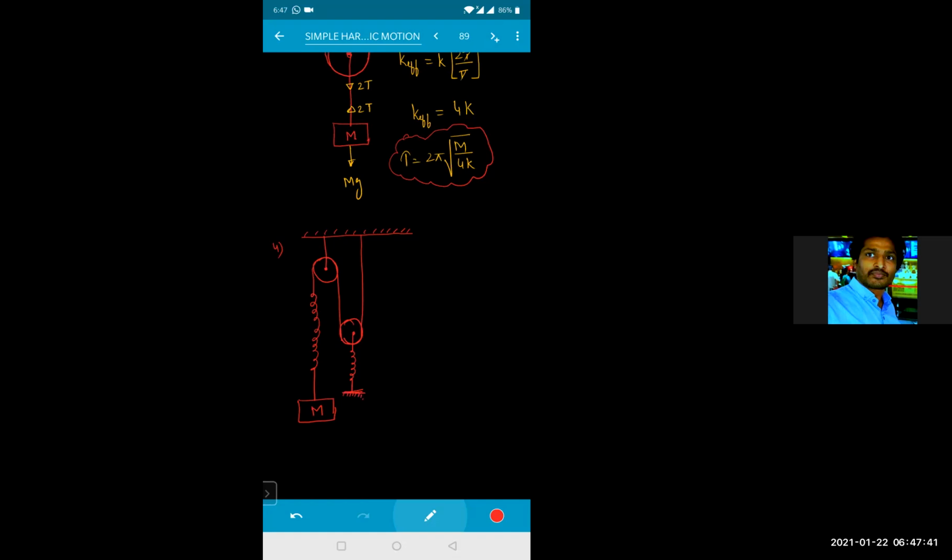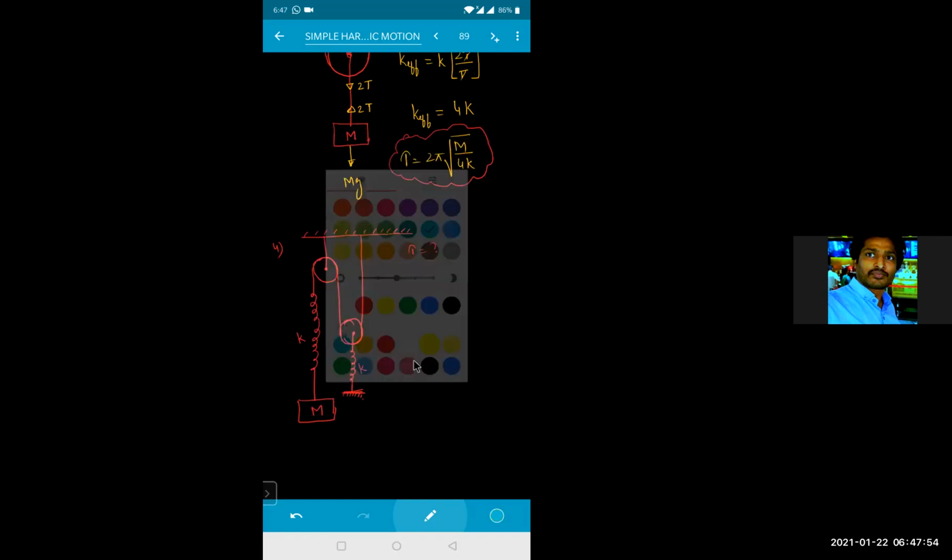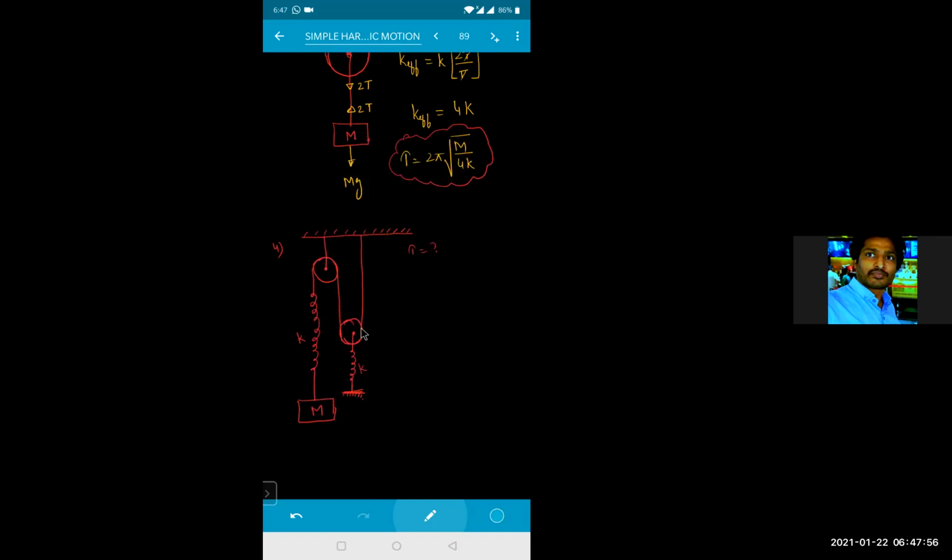Spring constant of this one is K. Spring constant of this one is also K. So what is the time period for this one? Now see here, beta. If you see this carefully, from here to here there is one string, beta.